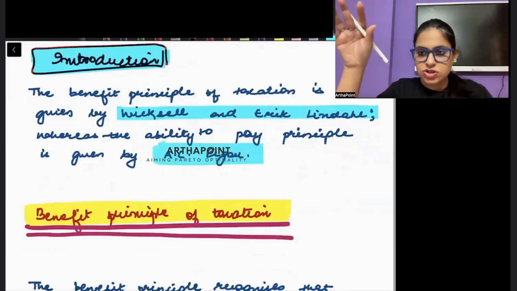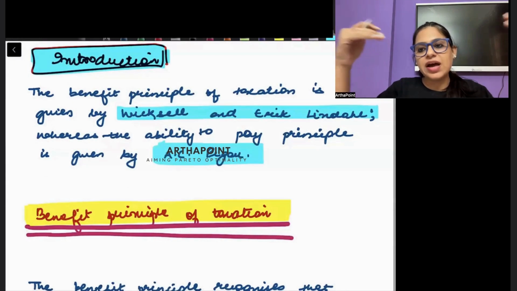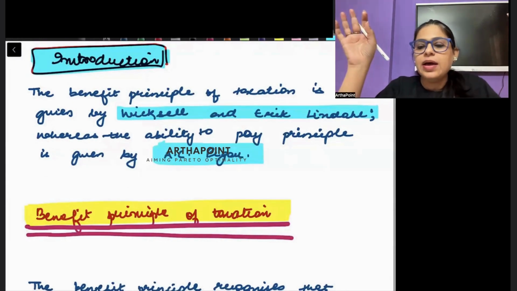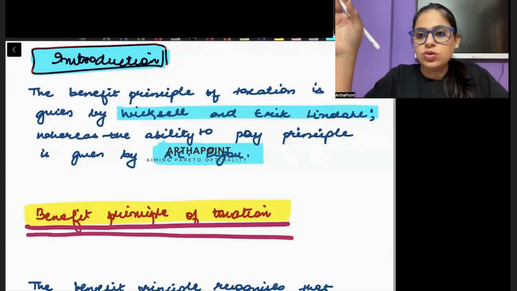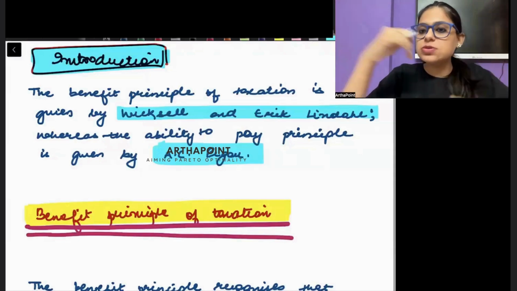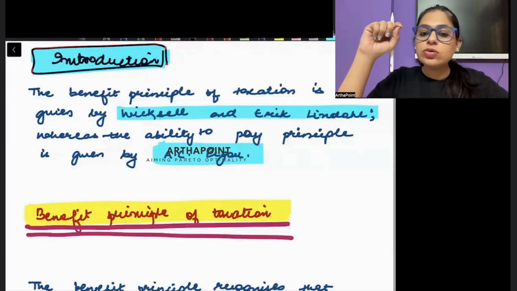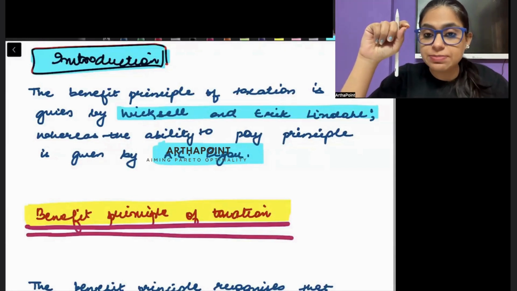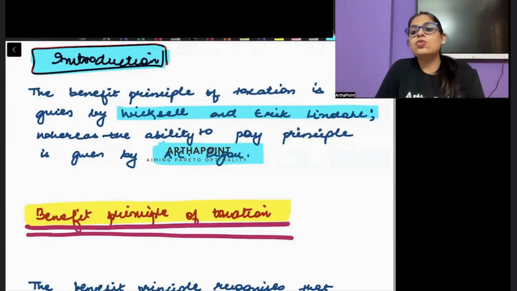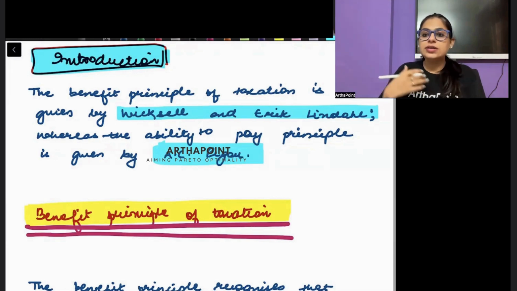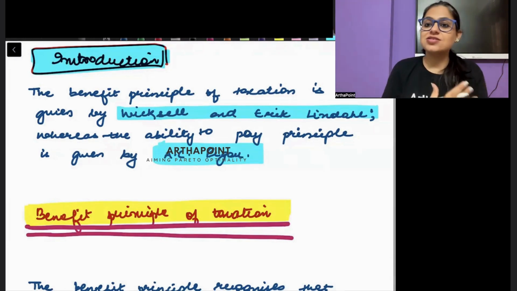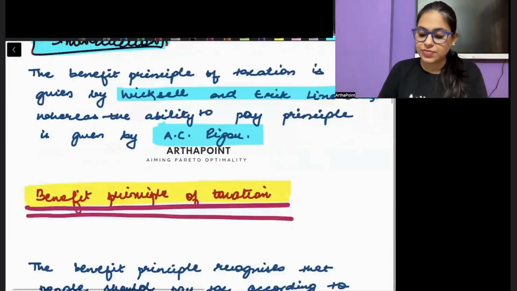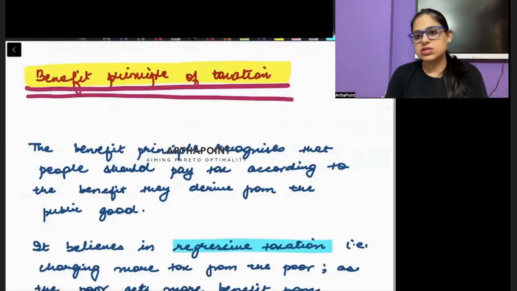Now by writing this much, that who gave what, I have started my answer by letting the examiner know that I not only know what these principles talk about, but I also know who gave which principle. So I can be well assured that I know the theoretical aspects of this answer also, right? Okay, so now we begin with the benefit principle of taxation.